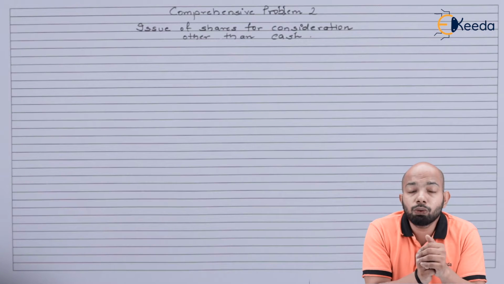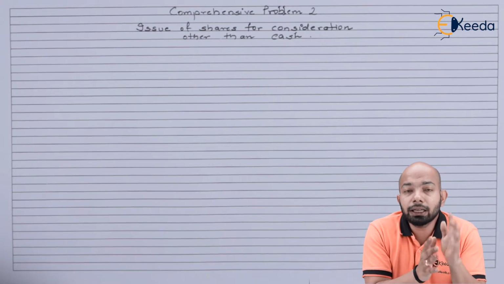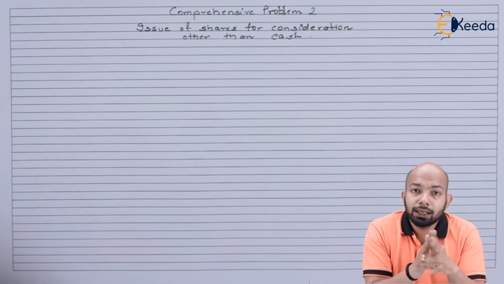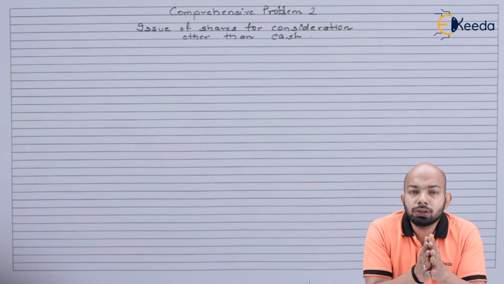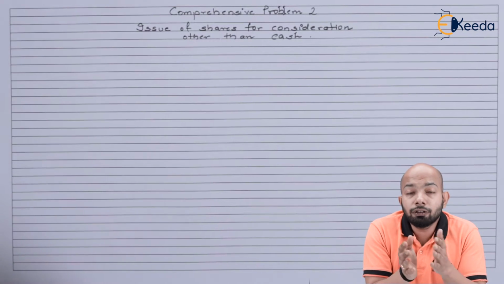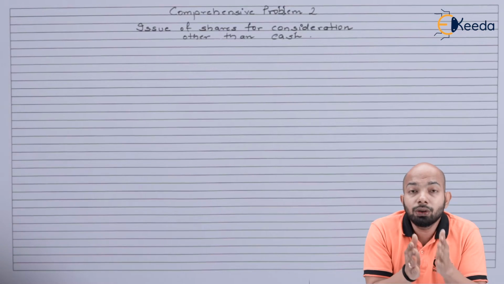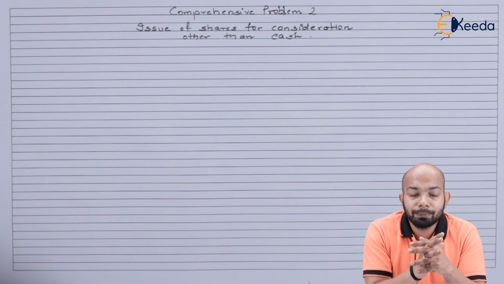Now, in this illustration, we'll be understanding how a promoter can be dealt with by issuing certain shares like this. Whatever services are being provided by them, we will use those services and provide them shares instead of providing cash to them. So let's figure this out with the illustration that will be jotted down here. Let's start with the illustration now.